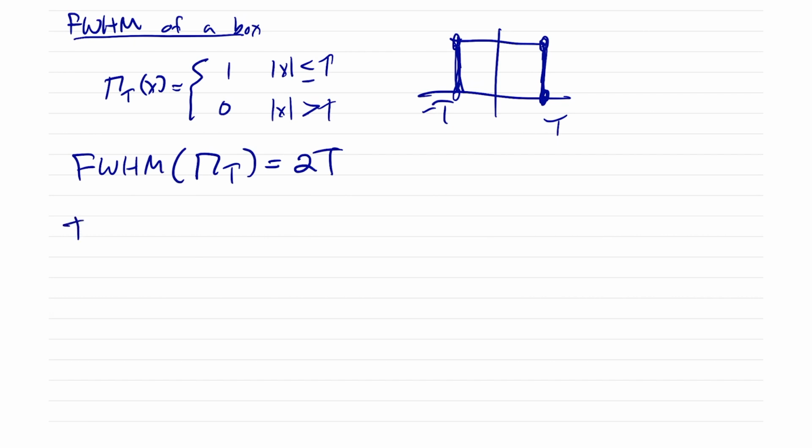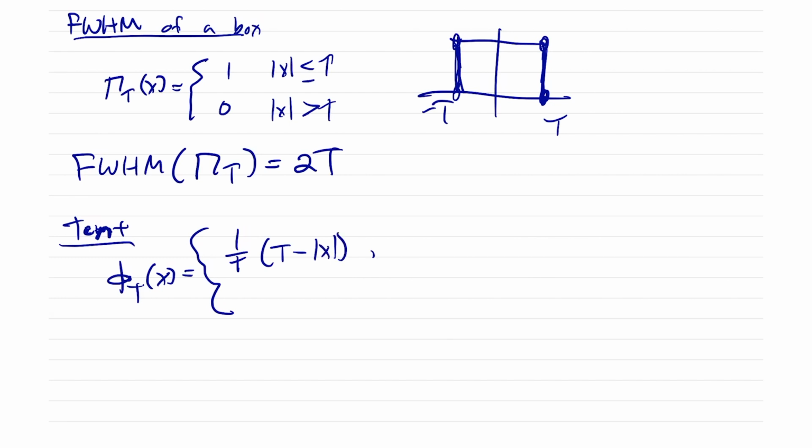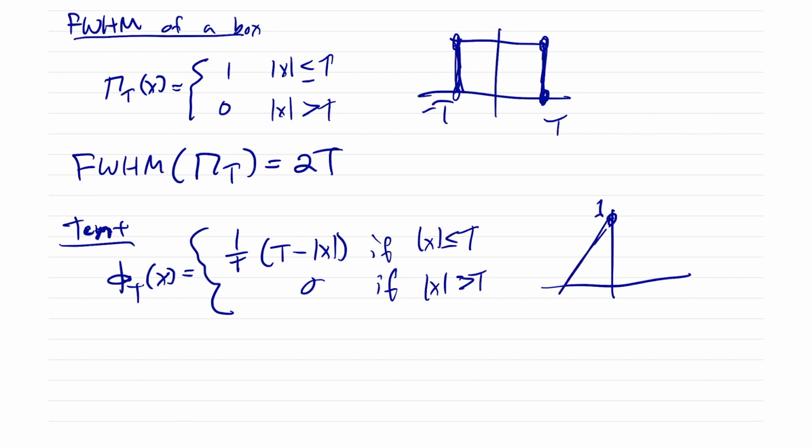The tent map is a little bit more well-defined. So basically we have phi of t of x equal to 1 over t times t minus the absolute value of x if the absolute value of x is less than or equal to t, and 0 if the absolute value of x is bigger than t. This is pretty easy to visualize. At x equals 0, you get t over t, so it's just 1. Outside of that, it's linear, and after it hits this point, it's 0. Right? So that's t and minus t.